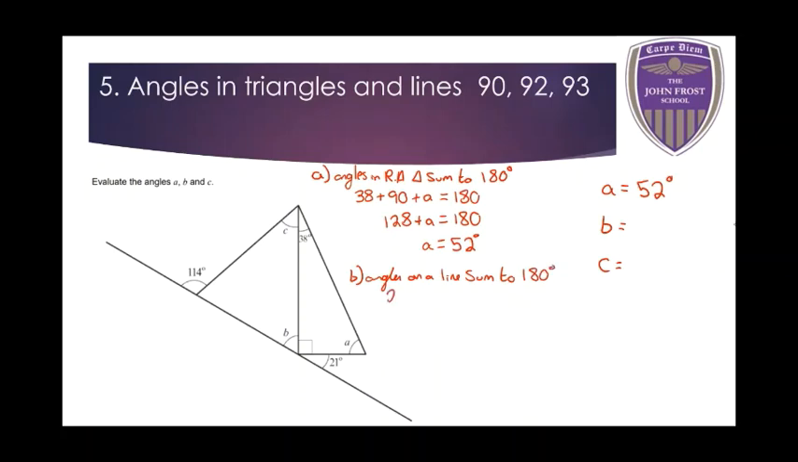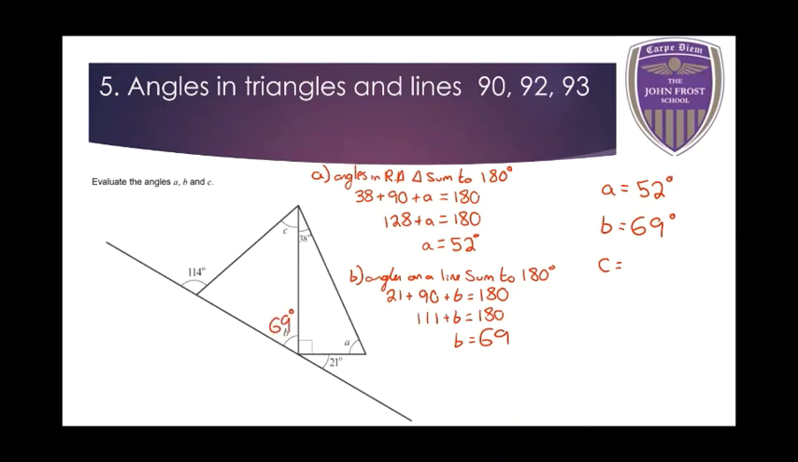So we've got 21, we've got 90, remember that right angle again, plus B equal to 180 again. So 111 plus B is equal to 180. Therefore, B has to equal 69 degrees. Job done. Okay. For angle C, I'm going to need to know B, which I've already worked out.